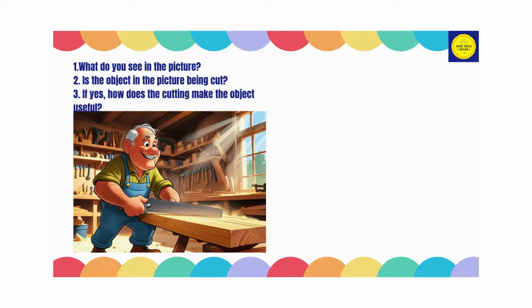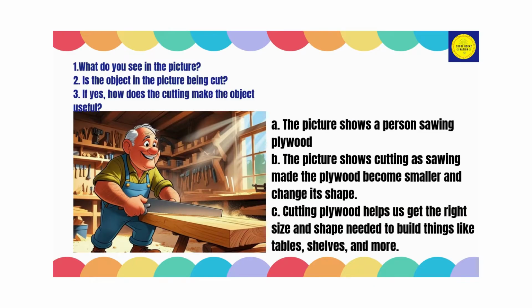Here are the answers. A. The picture shows a person sawing plywood. B. The picture shows cutting, as sawing made the plywood become smaller and change its shape. C. Cutting plywood helps us get the right size and shape needed to build things like tables, shelves, and more.